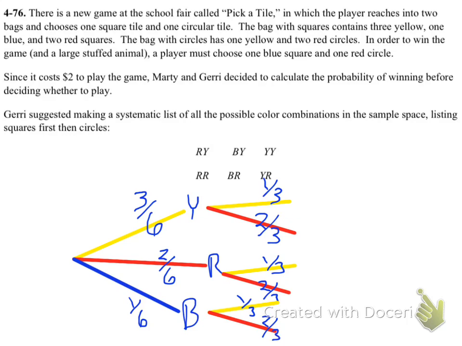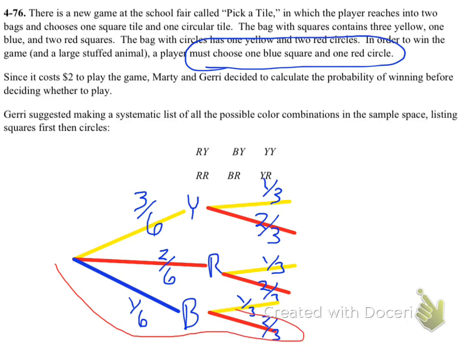Now I could go through and figure out all my final choices, here and here and here and here. However, on this one I don't necessarily need to, because it's asking me a specific question. It's wondering what is the probability of choosing 1 blue square and 1 red circle. That option is listed on the very bottom. Here's my blue square and here's my red circle. To get that one, I am multiplying the fractions 1/6 and 2/3. So I'm going to get the possibility of 2 over 18. That will reduce down to 1 out of 9.